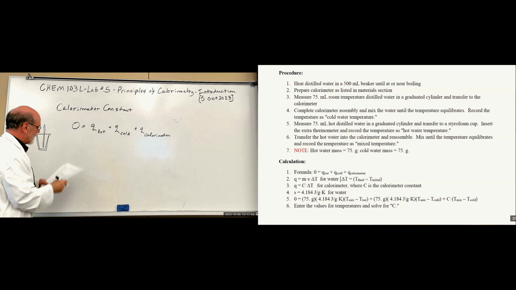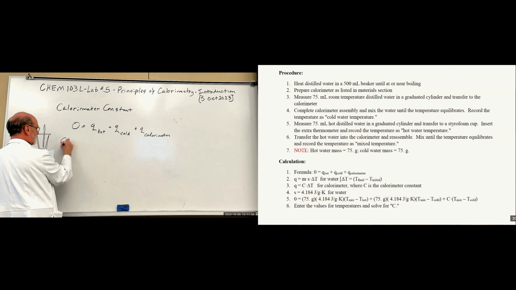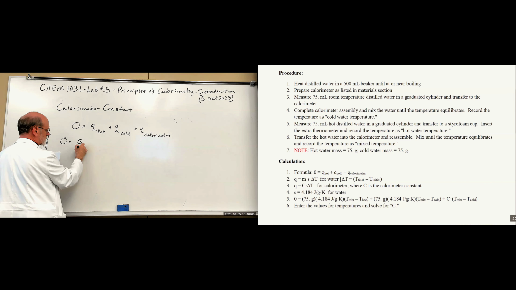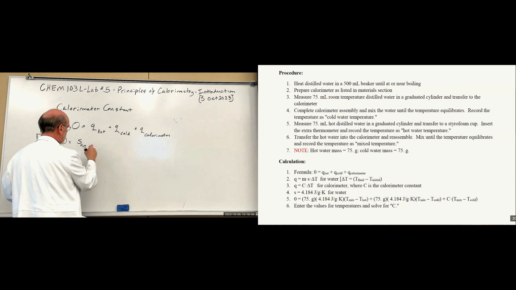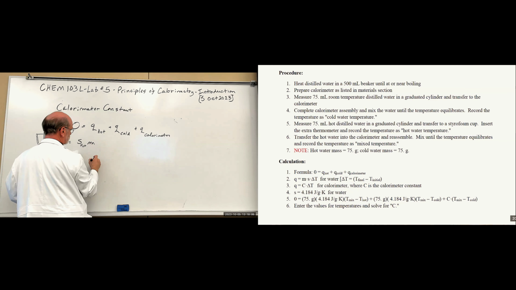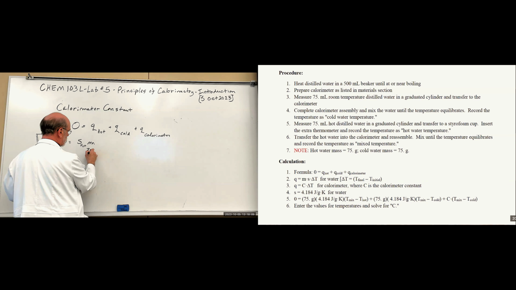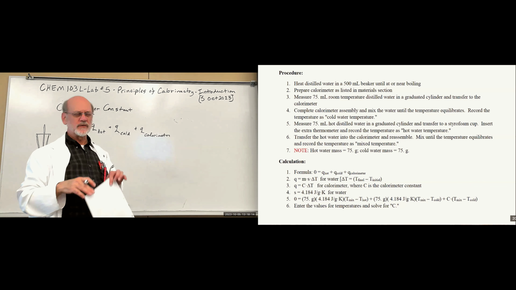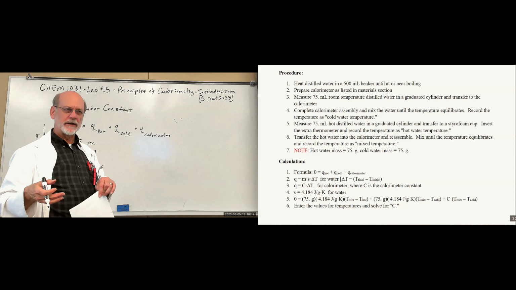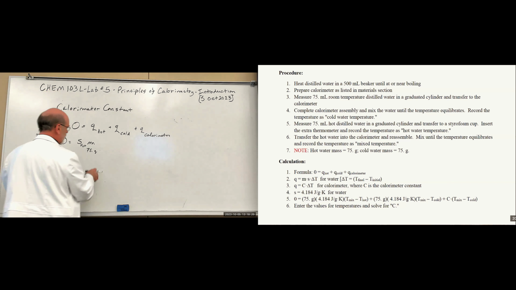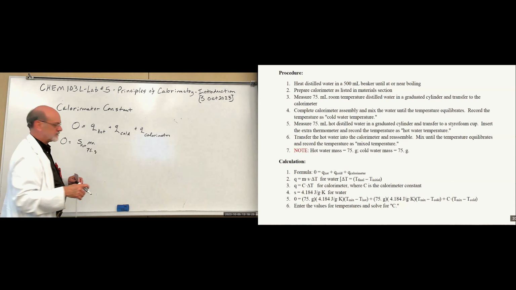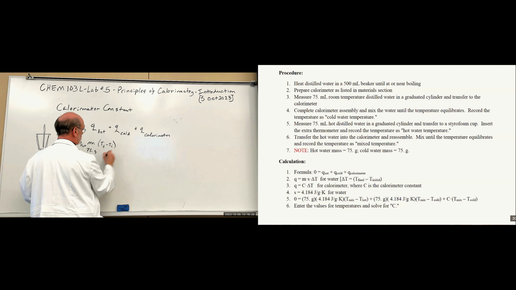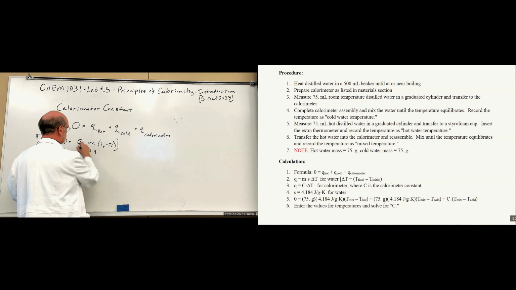Okay, so when we parse these out, the Q of the hot water is going to be S for water, 4.184, times the mass of the water. In this case, it's going to be 75 grams. Okay, 75 milliliters. We're going to assume that the water has a specific gravity of 1 gram per mL. So if we have 75 milliliters, we've got 75 grams. And then our change in temperature is going to be final minus initial. Okay, so that's going to be the hot one.